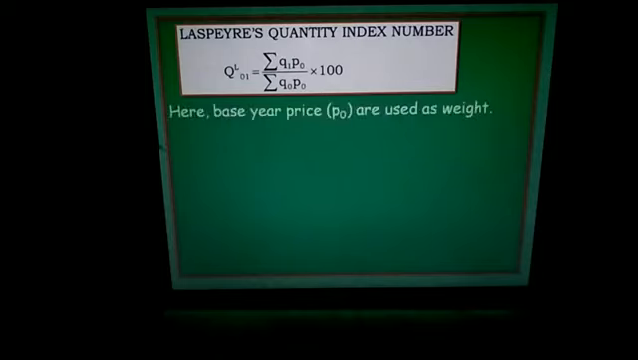Here base year price, that means P0, is used as the weight. Here P0 and P0. How had we written last year's price index number? Look at the cursor: instead of sum of Q1 divided by sum of Q0, we had used sum of P1 divided by sum of P0. And instead of P0 and P0 as the weight, we had applied Q0 and Q0. That is the major difference between writing price and quantity index numbers.